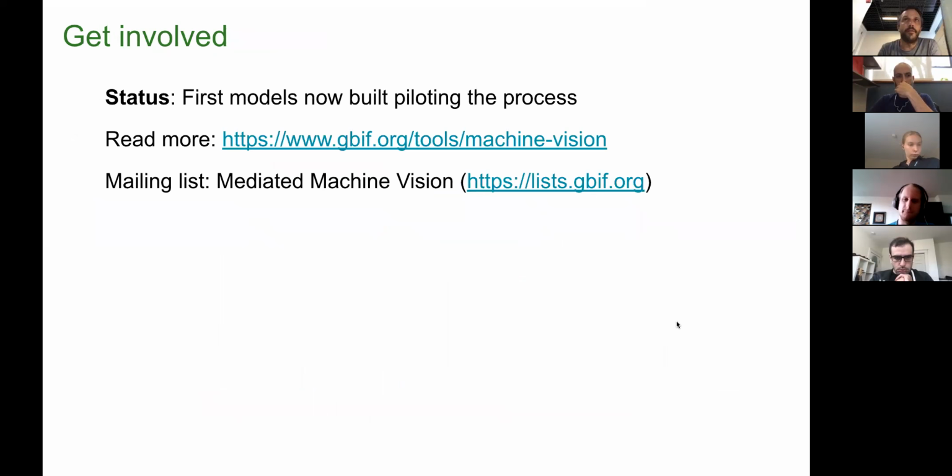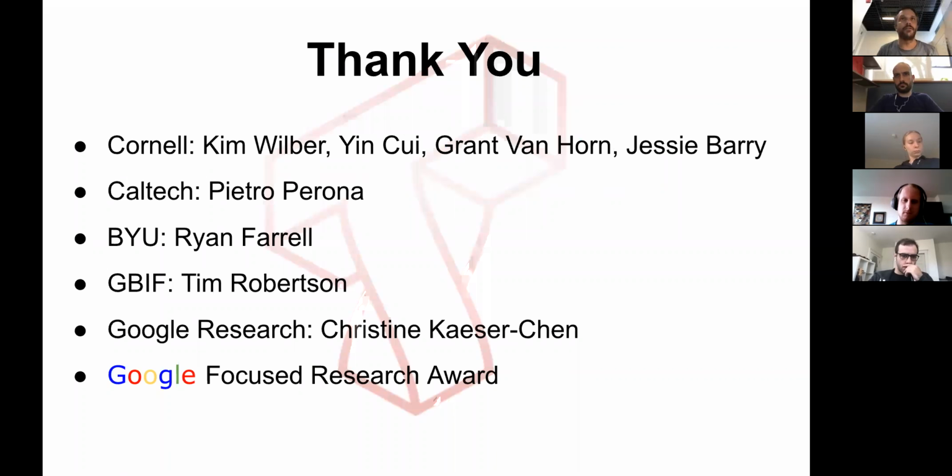So that's basically hot off the presses. That's the first end-to-end example of engaging with the biodiversity community using this mediated machine vision pipeline. If people are interested in that, we have these web pages that indicate how to tap into that. And that concludes the talk.